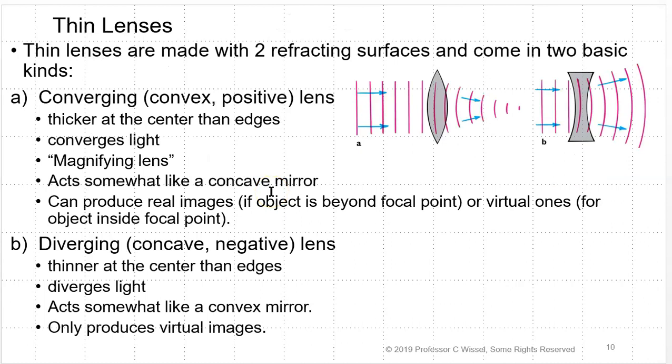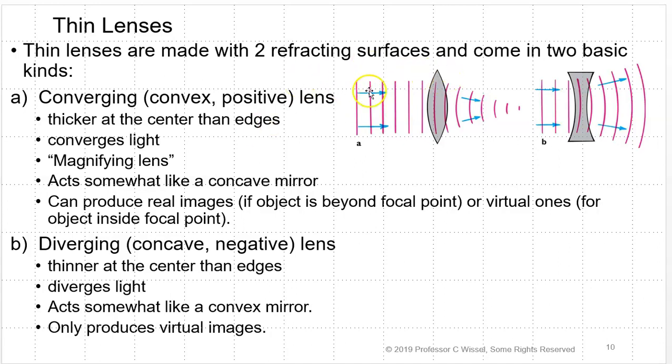Now, thin lenses are made with two refracting surfaces and come in two basic kinds. Converging lenses, which are convex positive lenses, are thicker at the center than at the edges. They converge light, so in other words, when parallel light comes in, it converges to a single point. We're going to call that the focal point. It acts as a magnifying lens. This is the kind of lens where, when you give a kid a magnifying lens, what does he do with it? He burns ants with it.